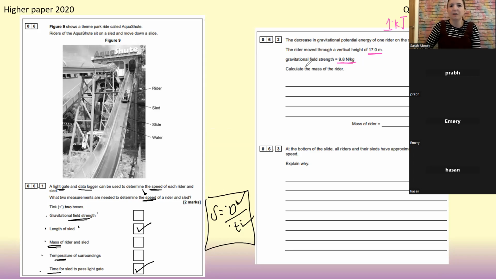We need to calculate the mass. Oh, there's a couple of things going on here. It's not as straightforward as gravitational potential equals mass times gravity times height. We're not working out energy, we're working out mass. So we need to rearrange this. Before we get to that point, let's put in our numbers like we've been doing. So energy, 8.33 kilojoules equals mass, which we need to find, gravitational field strength and height. Right, the first thing I'm going to do is to turn kilojoules into joules.